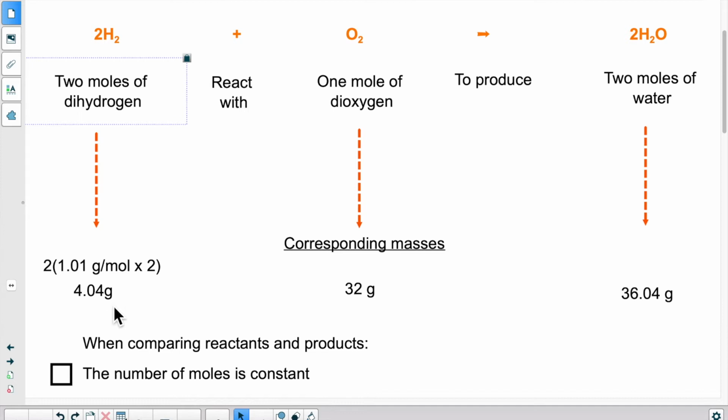So that's why I was telling you it would be a good idea to have a periodic table next to you so you can follow along. This is where I'm getting these numbers. I'm getting them from the periodic table, obviously.